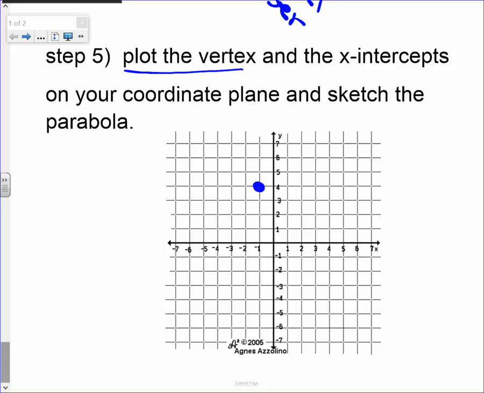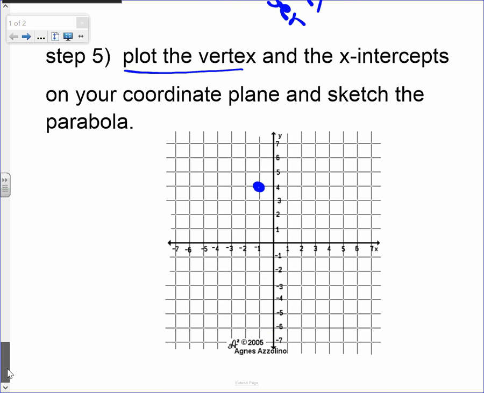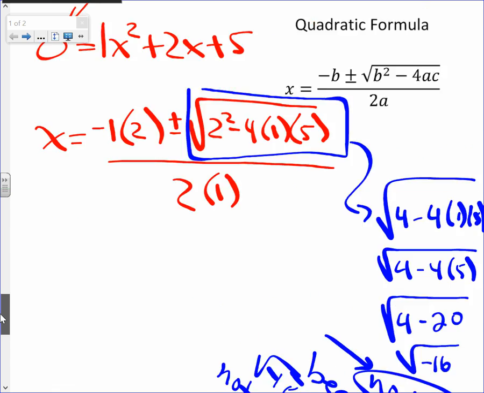And we got to plot the x-intercepts. But was there any x-intercepts? Let's see. Remember, we had a negative number. The parabola does not cross the x-axis. Okay? So it doesn't cross it at all. So it's going to be a parabola that opens up because A is positive.